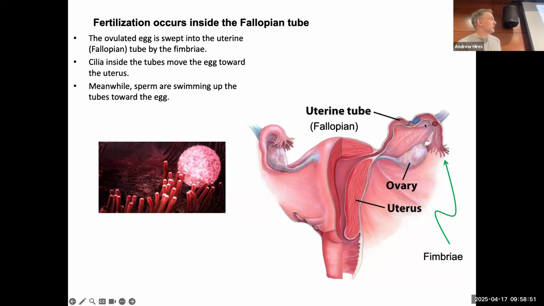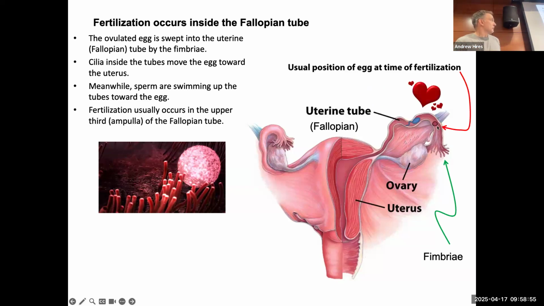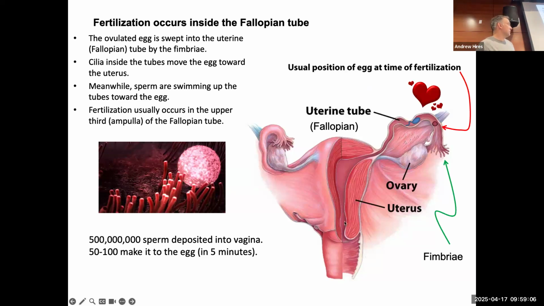Okay. This is basically saying the same thing, just showing you where those sperm are meeting the egg. So you've got about, I don't know, 500 million sperm in an average ejaculate deposited into the vagina. Only about 50 to 100 of them will make it to the egg.